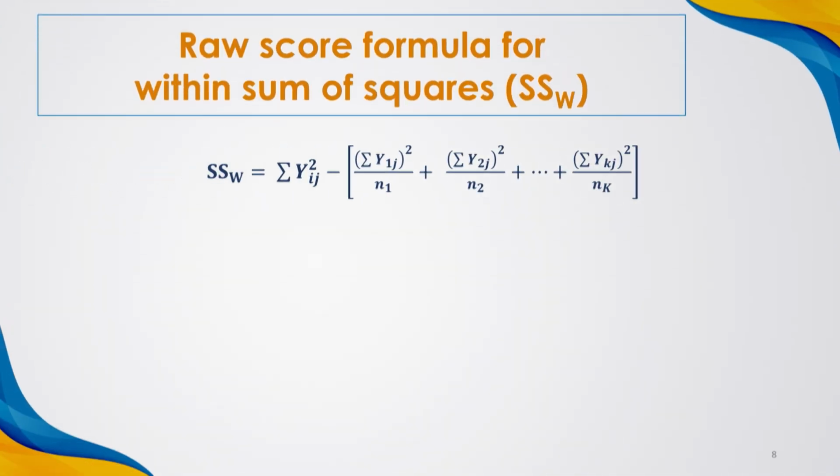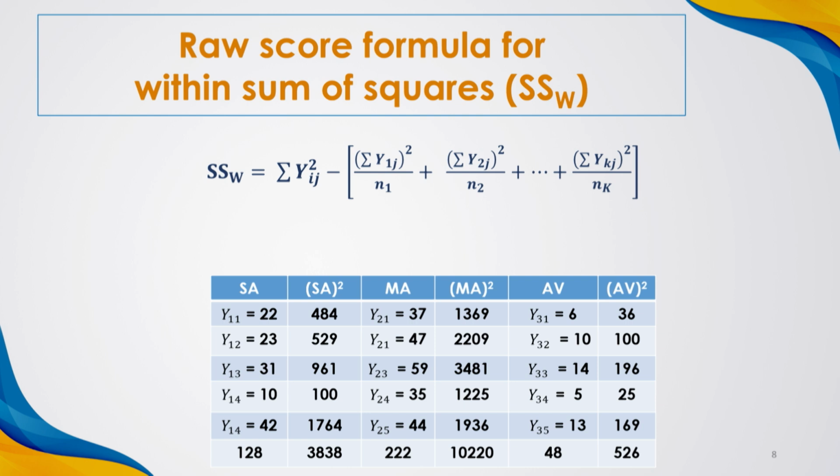So, first we will calculate the within sum of squares using the raw-score formula. The first term is, so this is the data. Just for comparison purposes, I have abbreviated the first group, storytelling audio, as SA, musical audio as MA, and audio visual as AV. SA, MA and AV are the data from the 3 different groups, and the second column corresponds to the square of the first column, because we want the square of all the observations in the first term.